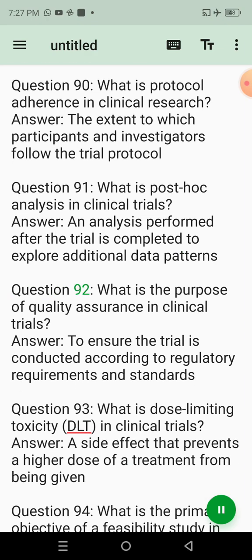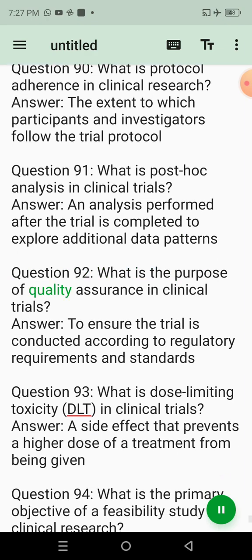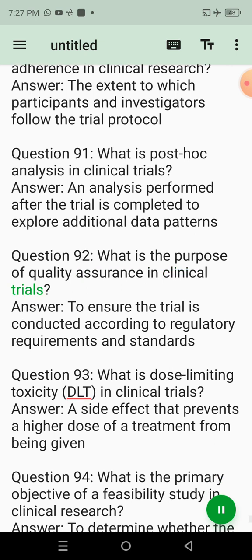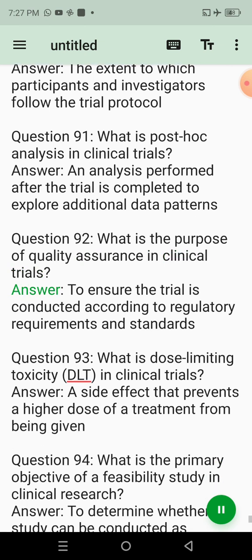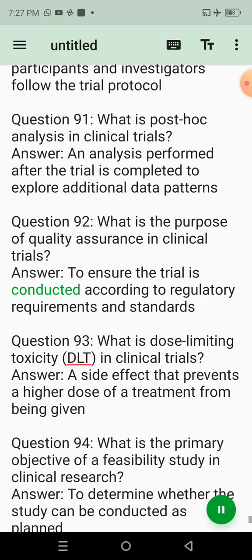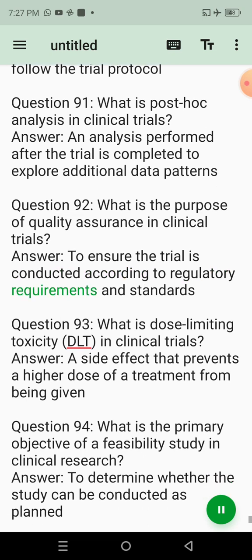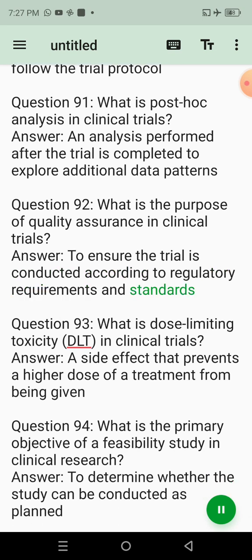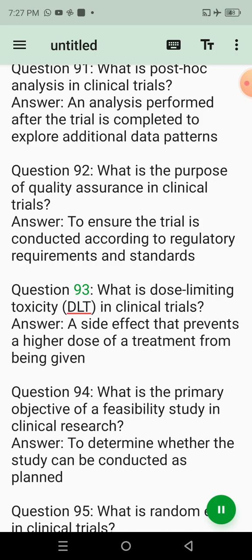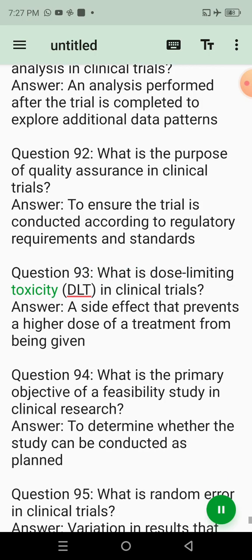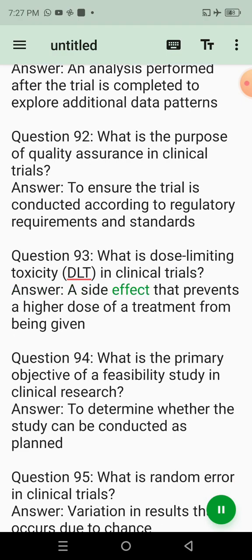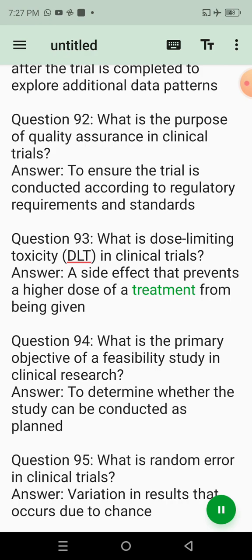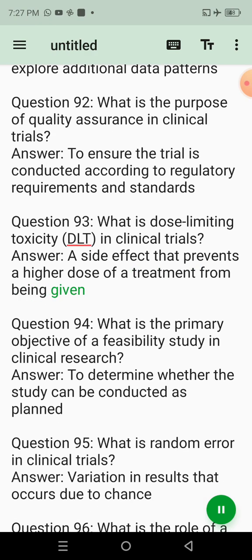Question 92. What is the purpose of quality assurance in clinical trials? Answer: to ensure the trial is conducted according to regulatory requirements and standards. Question 93. What is dose-limiting toxicity (DLT) in clinical trials? Answer: a side effect that prevents a higher dose of a treatment from being given.